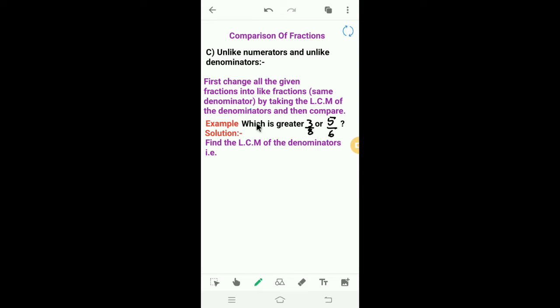Let's see the first example. Which is greater, 3 by 8 or 5 by 6? Let's see the solution. First we have to find the LCM of the denominators, that is 8 and 6. Here I will use the common division method to find LCM.